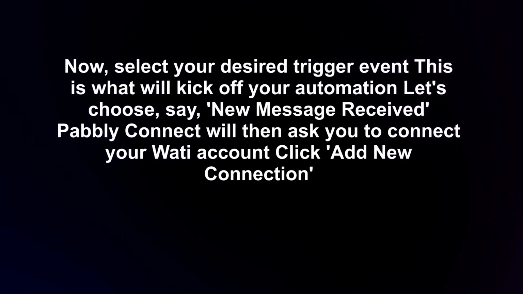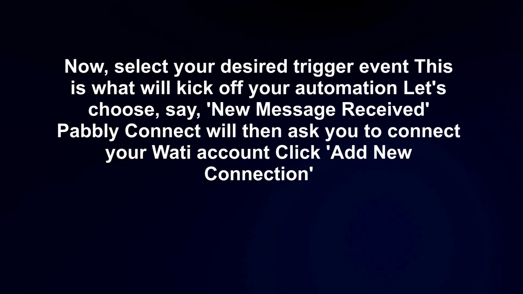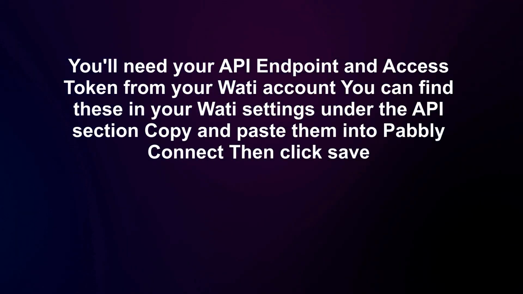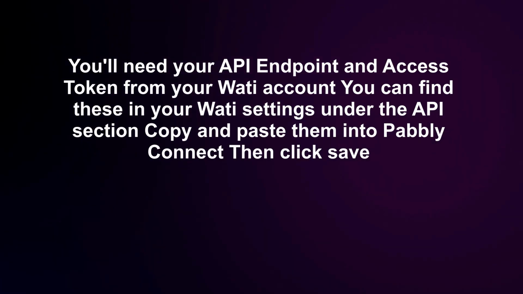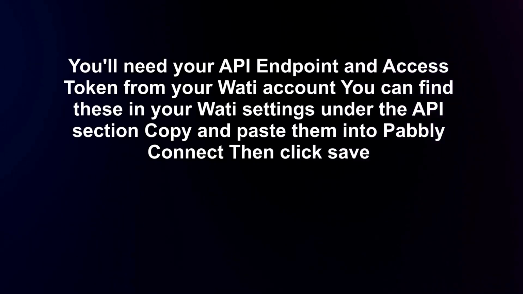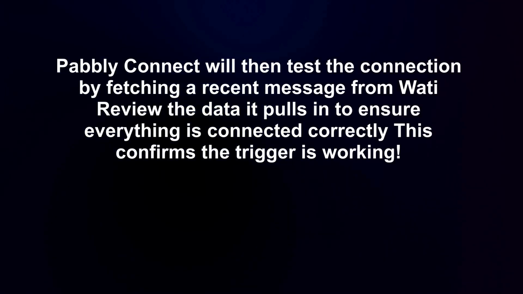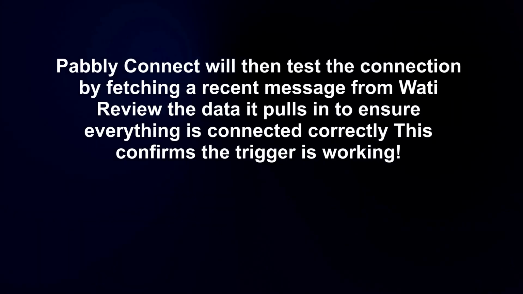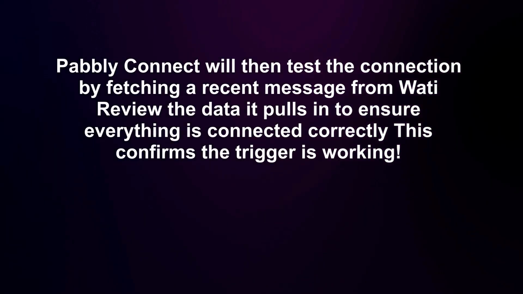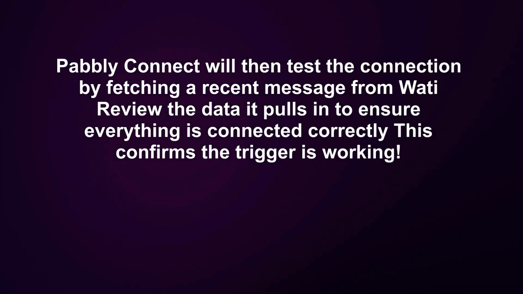Pabbly Connect will then ask you to connect your Wati account. Click Add New Connection. You'll need your API endpoint and access token from your Wati account. You can find these in your Wati settings under the API section. Copy and paste them into Pabbly Connect, then click Save. Pabbly Connect will then test the connection by fetching a recent message from Wati. Review the data it pulls in to ensure everything is connected correctly. This confirms the trigger is working.